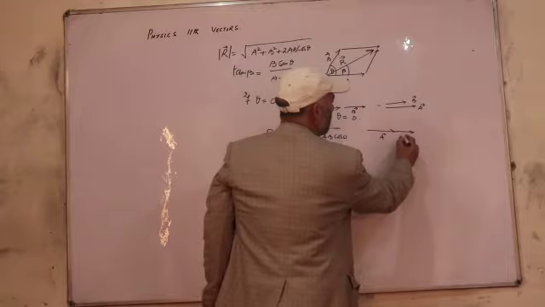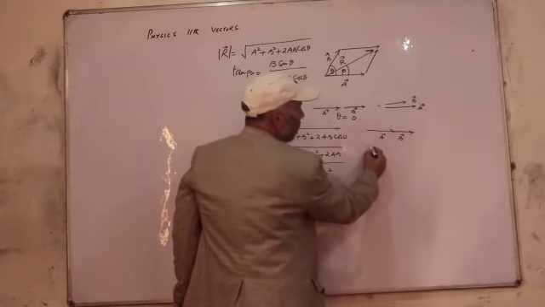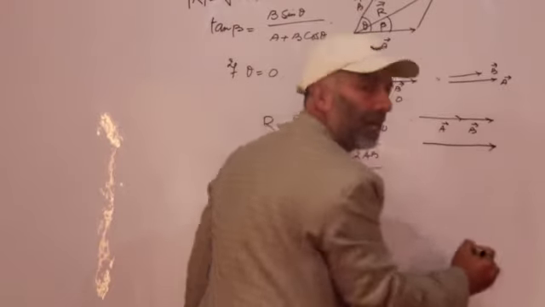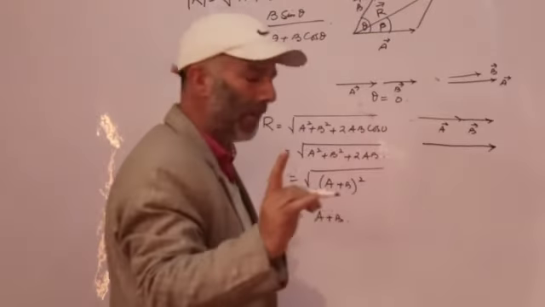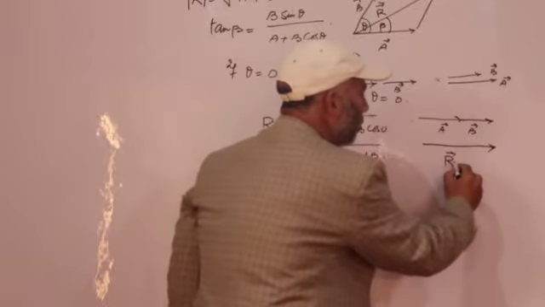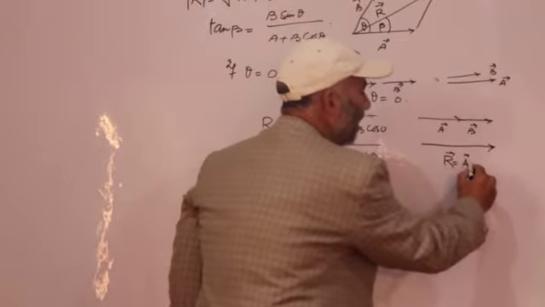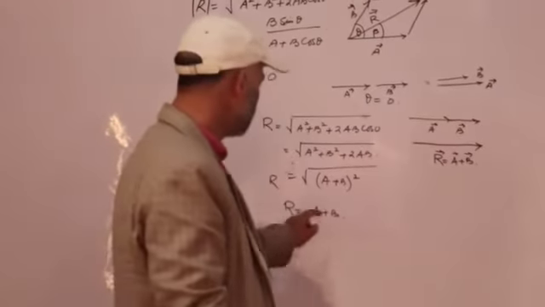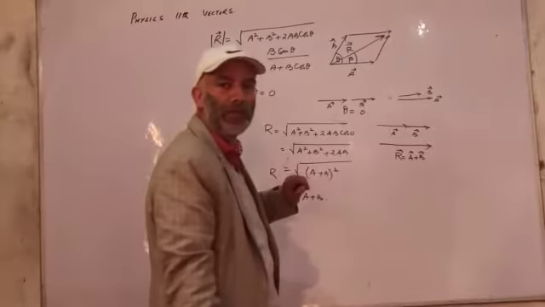So if we are drawing a vector from the initial position of the first to the final point of the second, what will we get? Yeah, we will get the resultant. And that resultant is equal to, yeah, vector A plus vector B. Look towards this equation. R is equal to A plus B.